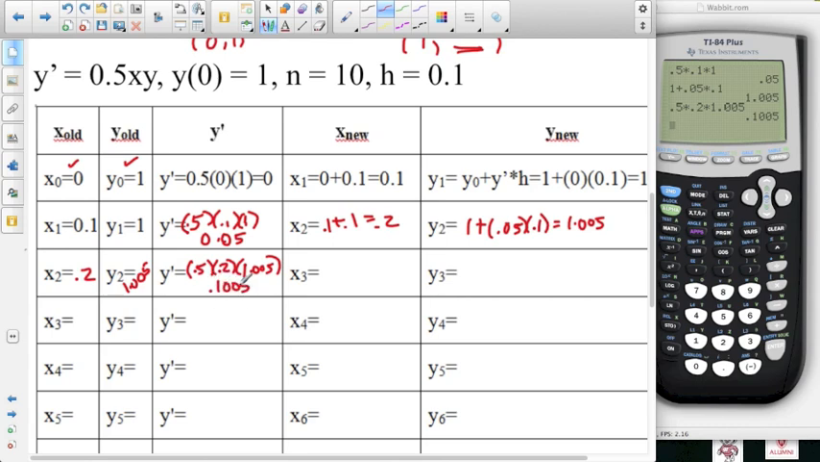This is 1.005, or excuse me, I said that wrong, 0.1005. And so our new x3 is 0.2 plus 0.1, which is 0.3.